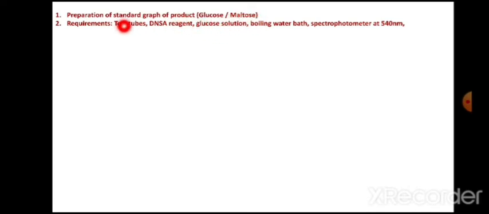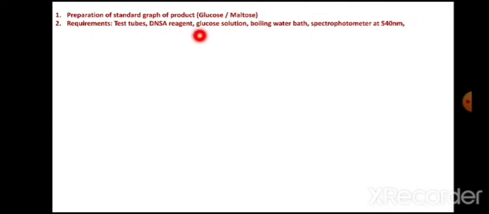So we need to prepare a standard graph of glucose or maltose. In this practical, we will be preparing a standard graph of glucose. I will explain how to prepare it. For this, the requirements are test tubes, DNSA reagent, that is dinitrosalicylic acid reagent, glucose solution, a boiling water bath, and a spectrophotometer at 540 nanometers.